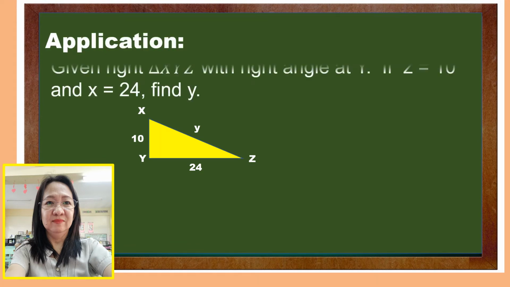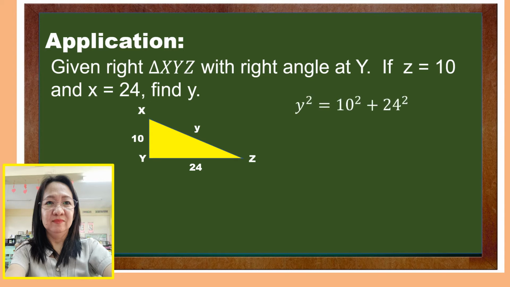Now let us have the application. Given triangle XYZ with right angle at Y, if the value of Z is 10 units and X is 24 units, let us find Y. So Y is representing the hypotenuse. So we are going to use the formula Y squared is equal to the sum of the squares of the two legs. So 10 squared plus 24 squared.